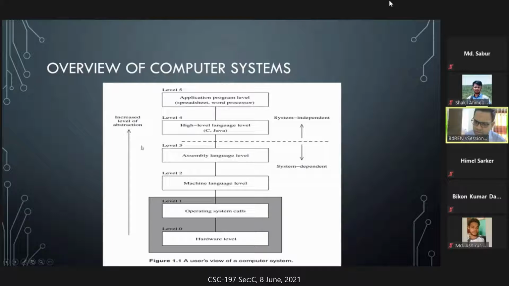Anyone else want to discuss this system dependent? You are saying system dependent and system independent, and I have two questions for you. One question is, what do you mean by system dependent, with a real life example? And why are levels 0 to 3 system dependent, and why are levels 4 and 5 system independent? Again, the same question: what do you mean by system independent? I will explain everything, but I'm just trying to listen from you first. First question: what do you mean by system dependent? With an example.